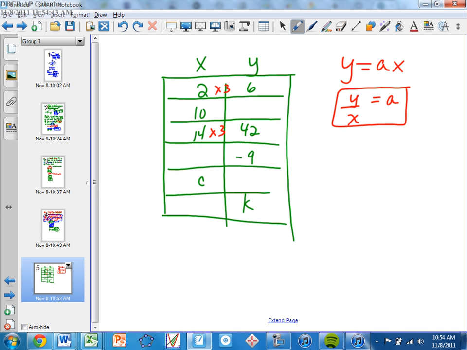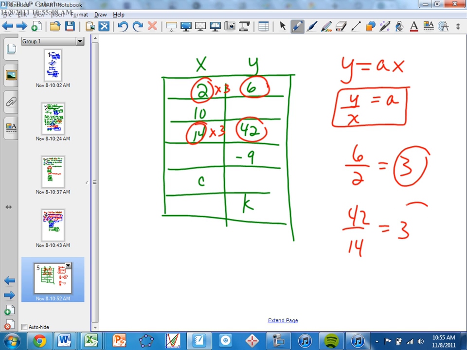Take the y value divided by x for everything, guys. Take this 6 and divide it by this 2. What do you get? You get a 3. Take the 42, divide by 14, you still get 3. So what happens is this. If you are able to notice that more than one data point follows direct variation with the same a value, we can assume that it is in direct variation with an a value of 3.